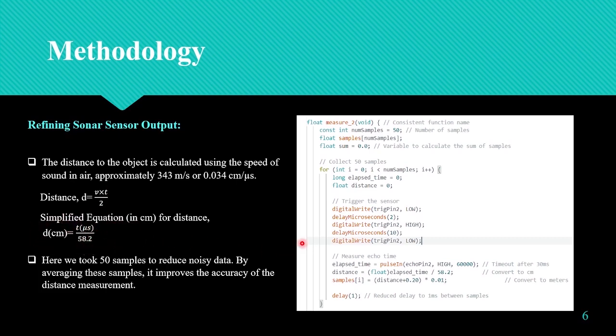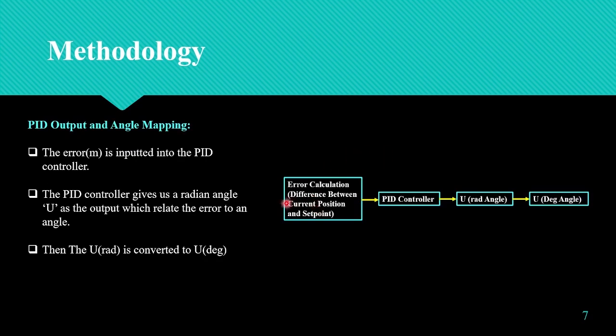Here, we took 50 samples to reduce the noisy data. By averaging the samples, it improves the accuracy of the distance measurement. Then the error is calculated using the set point and the current position of the car. The error is inputted into the PID controller. The PID controller gives us a radian angle U as the output, which relates the error to an angle. Then the radian angle is converted to the degree angle.